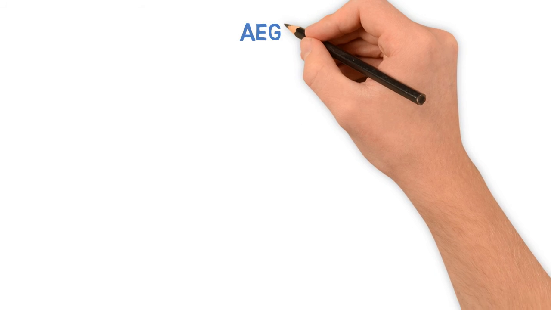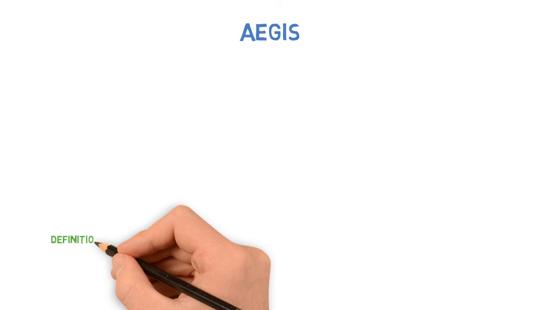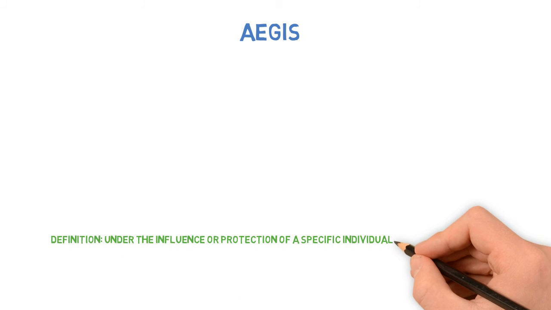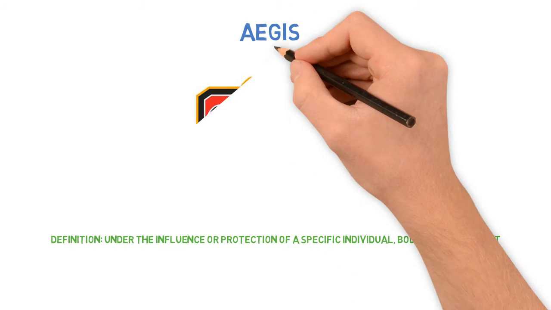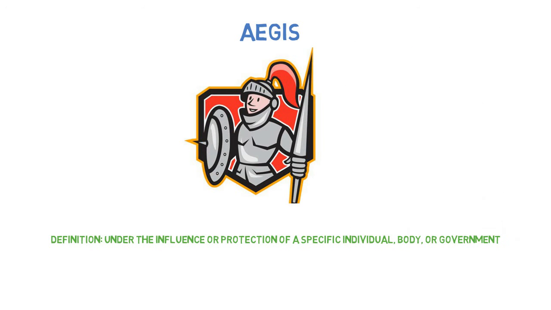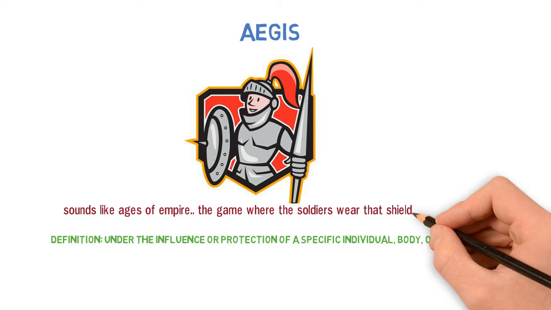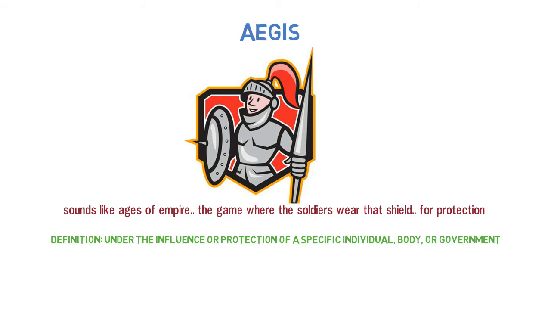Now, aegis. Definition of aegis is under the influence or protection of a specific individual, body or government. मतलब किसी के छत्र छाया में रह के कोई काम करने को हम बोलेंगे aegis. And the mnemonic which we can use here is, it sounds like Age of Empire. If you have ever played Age of Empire on your personal computer, the game where the soldiers carry a shield for protection. Okay, here shield means protection. Okay, and under the protection he is fighting with the opponent.